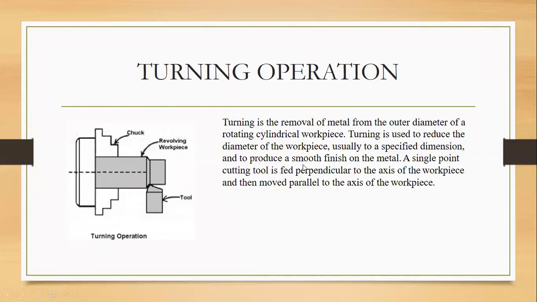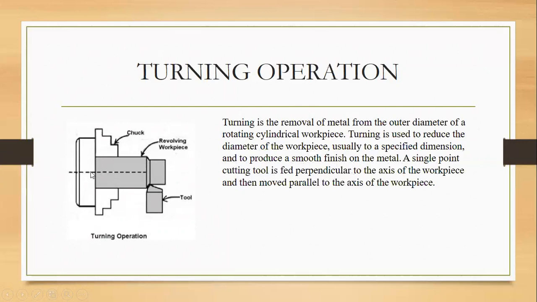Turning is used to reduce the diameter. This is the outer diameter, and this is the required diameter. So in the turning operation, the diameter should be reduced. Turning is used to reduce the diameter of the workpiece, usually to a specified dimension, and to produce a smooth finish on the metal. A single point cutting tool is fed perpendicular to the axis.